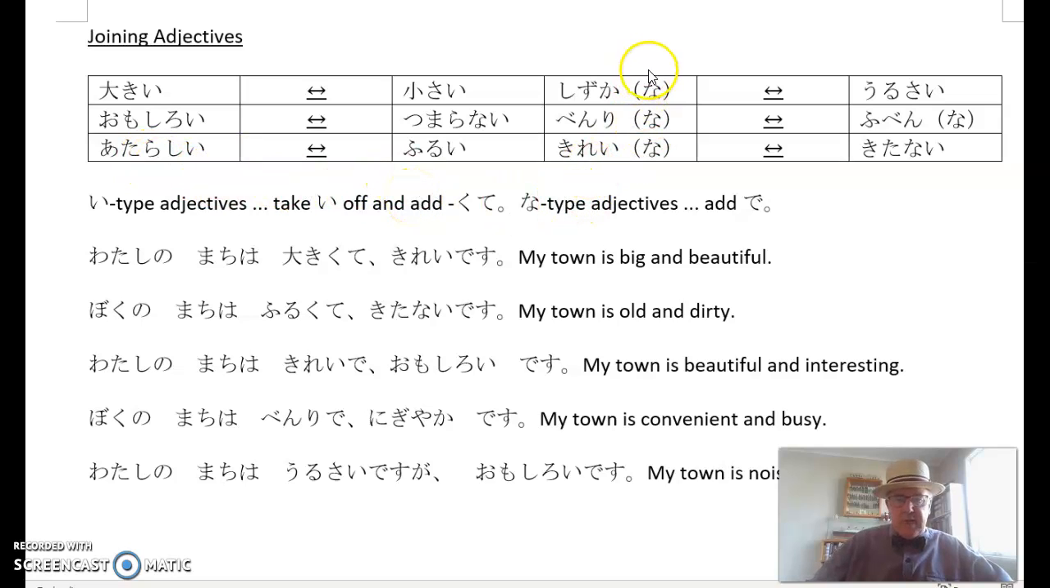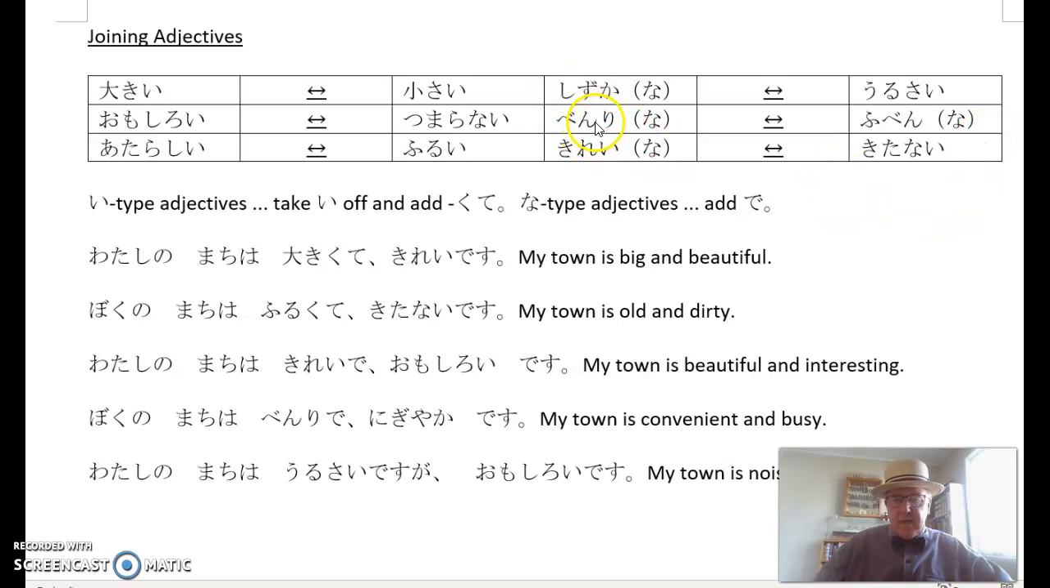We come over to the na type adjectives. And if we have a look at this sentence here, it says na type adjectives, just add the de. So you remove the na and you put de. So we have shizuka for quiet, urusai for noisy. Quiet and noisy. Shizuka de urusai desu.